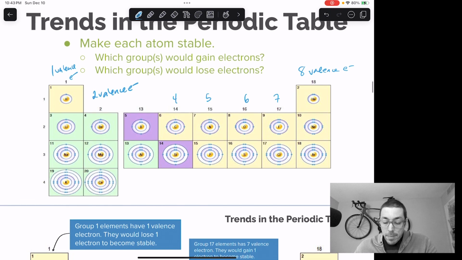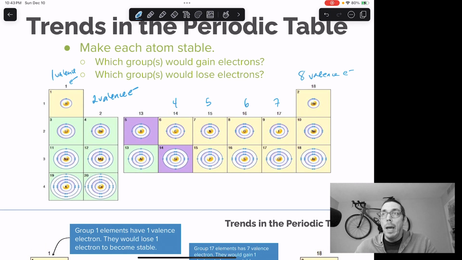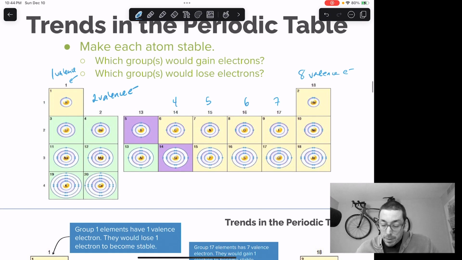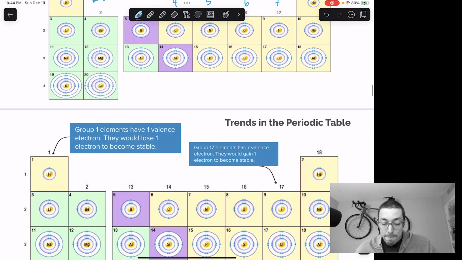So if we consider that 8 is a full octet, 8 is the amount that we want to have in the valence ring, and we know how many there are in the neutral atoms to start with, what groups do you think would want to gain electrons, and which ones do you think would want to lose electrons to become more stable and become ions? Well, I kind of answered that before we got to this slide, but here's the answer.